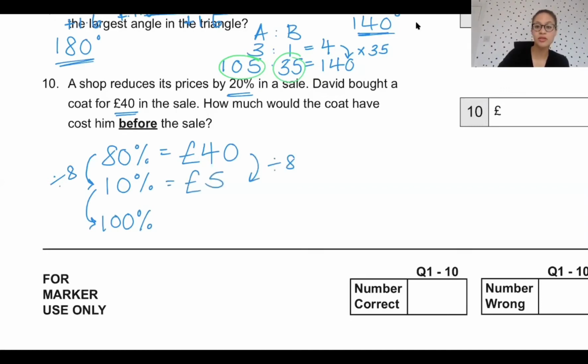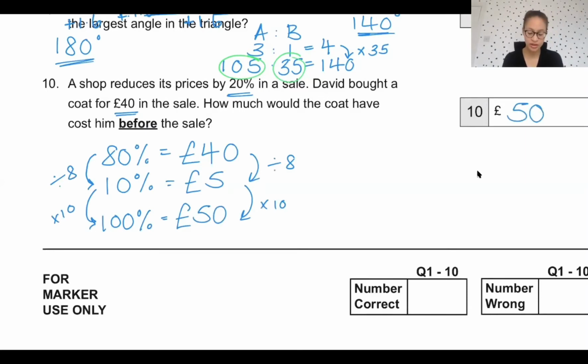And then, a few of you give me answers, I think. Yeah, is it good? So we've got some correct answers coming through. So then I get from 10% to 100%. If I know 10% of a number is 5, I can just times by 10 to get 100%. £5 times 10 is £50. So the original price of the item must be £50.